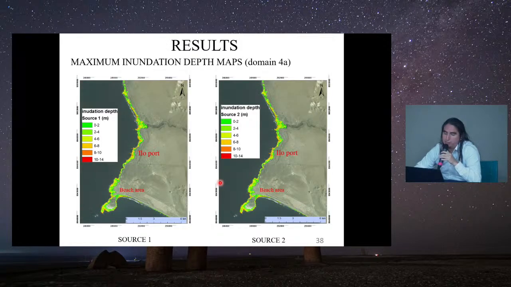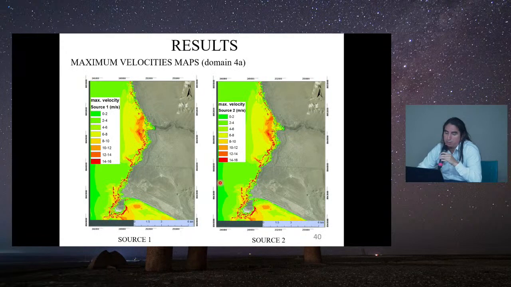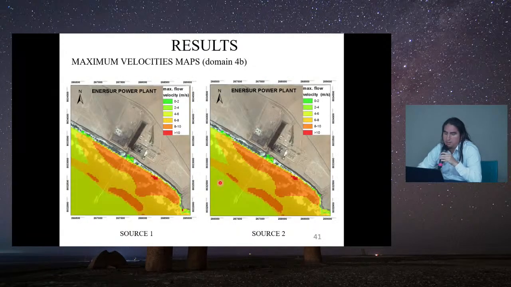And these are some results. In the end, with sources 1 and 2, I found that the results, as I mentioned in the chart before, are quite consistent with the historical reports. This is just some inspection, let me show. And this is the max velocity, around 10 meters. And also for the power plant, in here there is not so much inundation.